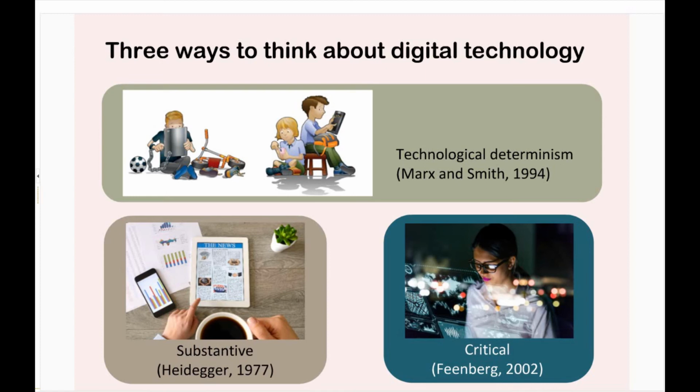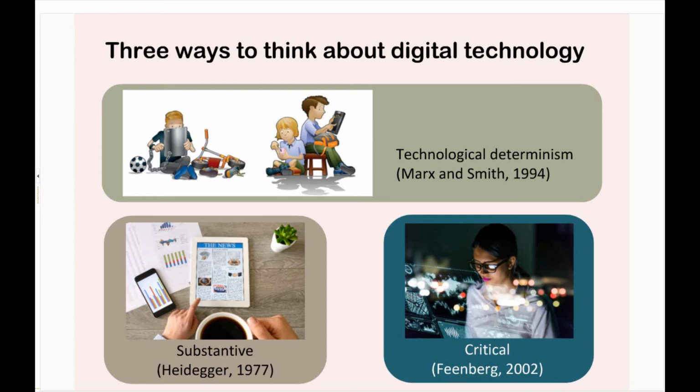So there's three ways that we can think about digital technology. The first one is called technological determinism, and I'm going to explain what all of these words mean. The second one is what's called substantive, and then there's one more which is called critical. So first, let's talk about technological determinism.